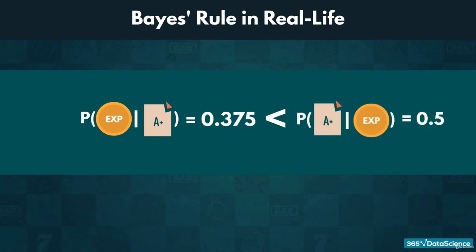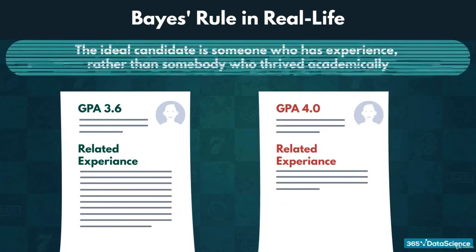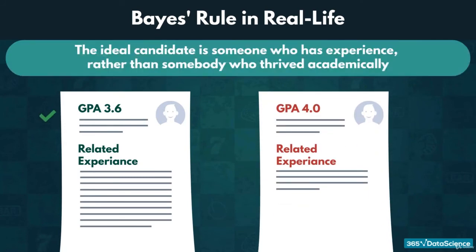Since 0.5 is greater than 0.375, then it is more likely for an experienced candidate to excel academically than for a student with high grades to have the required working pedigree. Thus, candidates who had internships are more likely to also have a high GPA. Therefore, firms are much more likely to get their ideal candidate if they go for somebody who has experience rather than somebody who thrived academically. Well, that explains a lot. Good thing online courses are a completely different category.